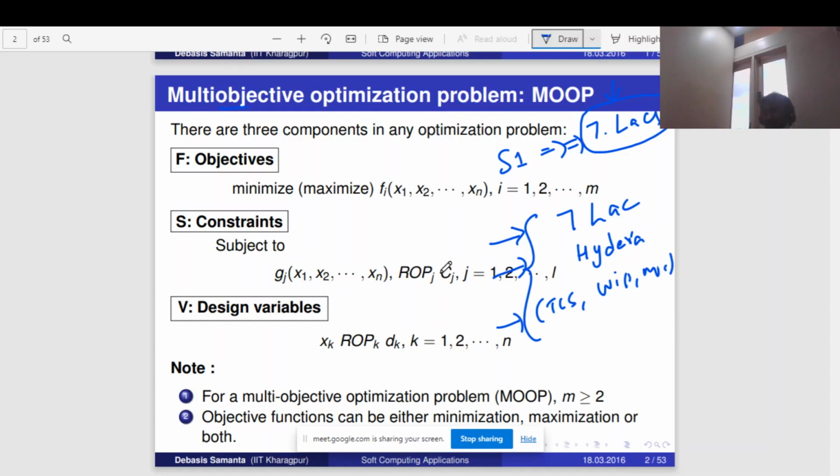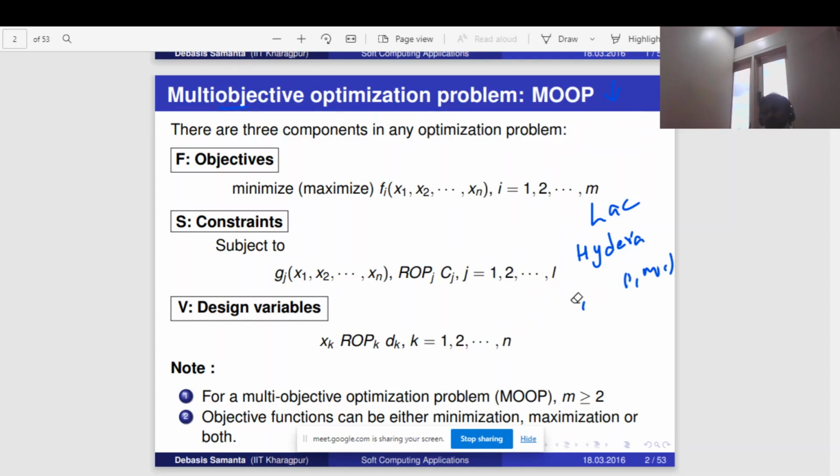In real time, most of the problems are multi-objective optimization problems. You will hardly find a single objective optimization problem. So how to solve those problems, that's what we are going to discuss. In this lecture, we'll just discuss a brief intro to multi-objective optimization problems.